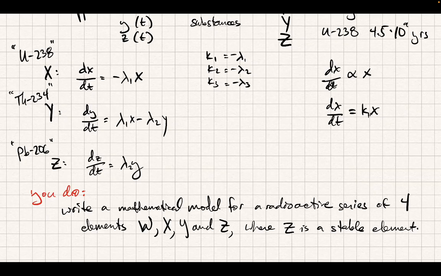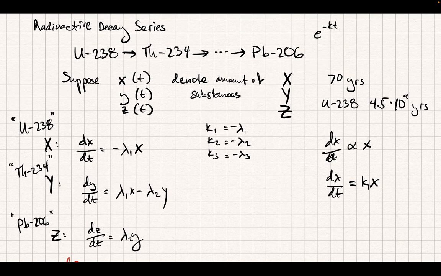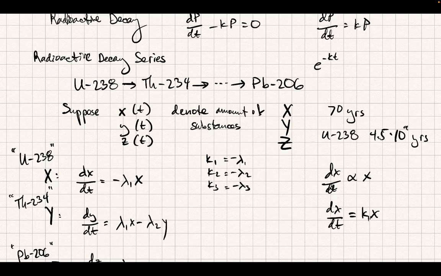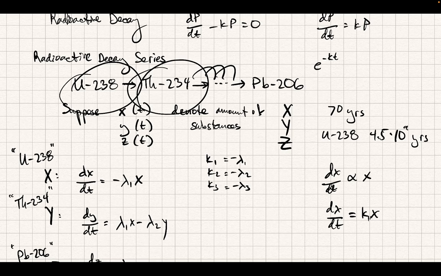What's a stable element? So in this example series, uranium is a radioactive isotope that decays into a radioactive isotope that decays, and finally decays into a stable element. It does not undergo radioactive decay. Lead 206 does not undergo radioactive decay. It's a stable element.